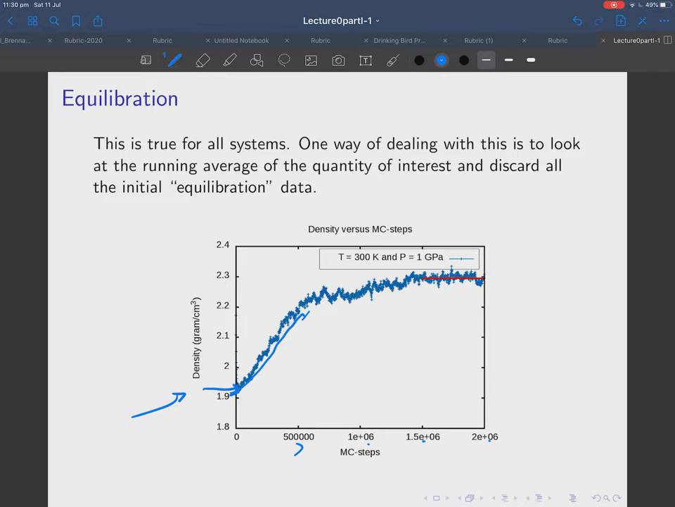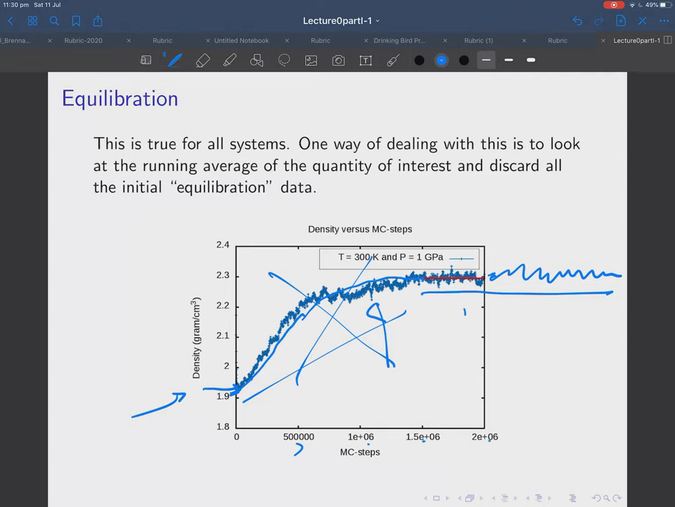Hopefully, if you kept measuring this, you'll find some fluctuations around like this, but it will keep going that way. And so what you do is you take all this data here and you throw it away. You say, well, that's out of equilibrium and we're going to ignore that. And this is the data you actually want to choose. So you only start measuring just there. You wait a while and you discard the initial configurations, which are crazy, way out of line.